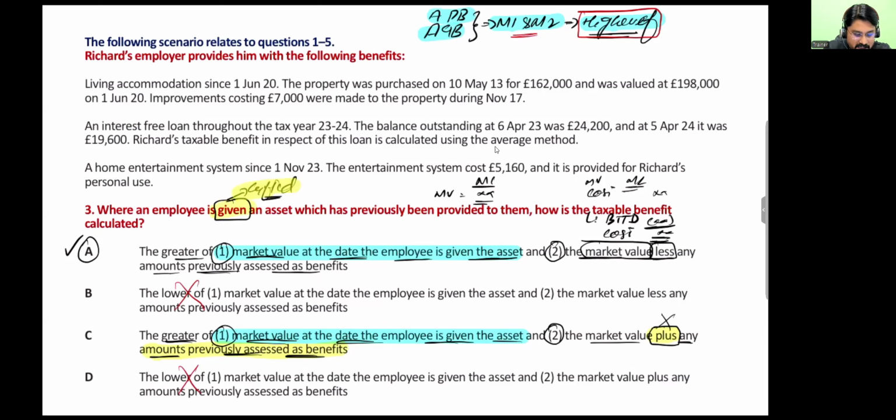So that's the reason we decided the asset is gifted. Where an employee is given an asset, if it is purchased, it will be clearly mentioned that the employee has paid some consideration. If it is not mentioned, that means the asset is directly gifted to the employee without any consideration. So from here we decided it's a gift situation.